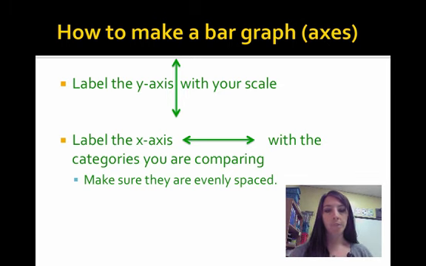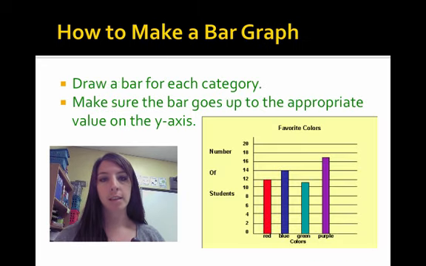Okay? Write all of this down. Again, just make sure they're all evenly spaced. Alright, and then this is just general how to make a bar graph. Once you've done all of this and they're evenly labeled, they're evenly spaced, everything looks good, then you actually draw a bar on top of the categories that goes up to the appropriate value on the y-axis.